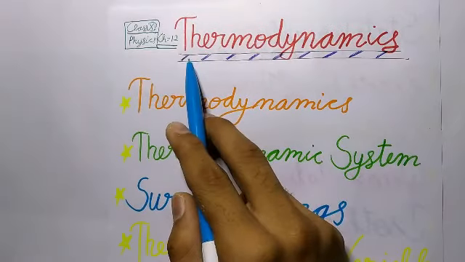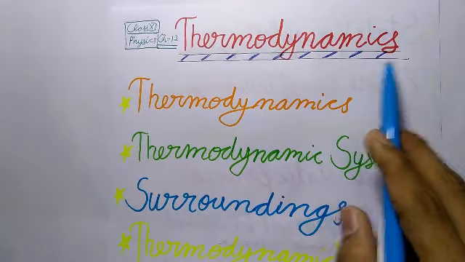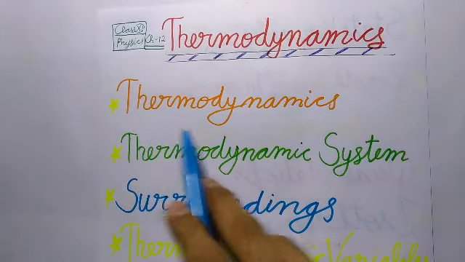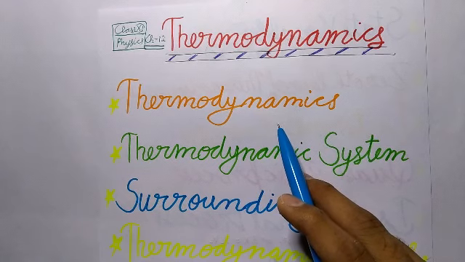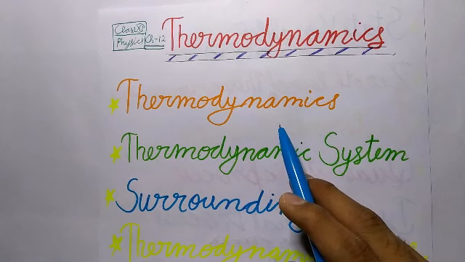This is a quick recap video of chapter Thermodynamics. So let's start with the definition of thermodynamics. It is the branch of science that deals with the concepts of heat and temperature and the interconversion of heat and other forms of energy.